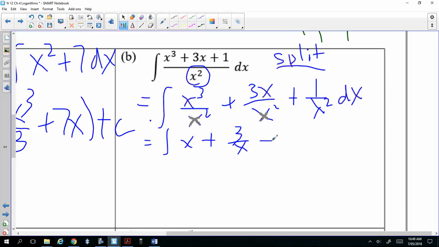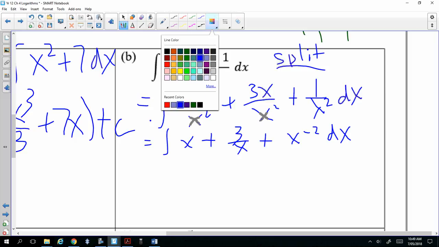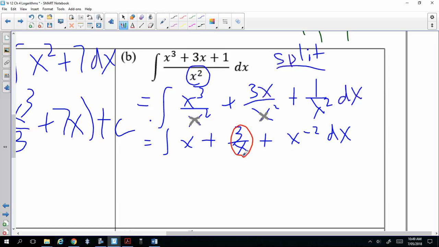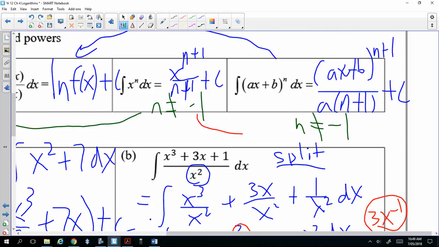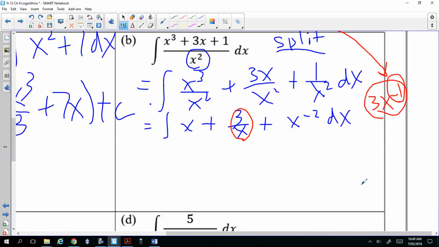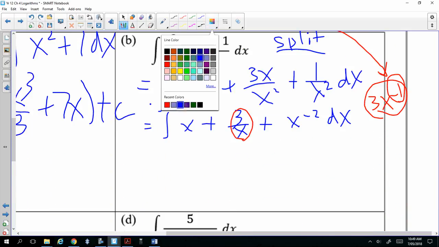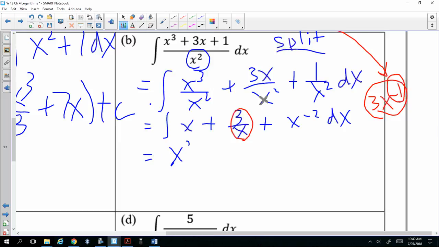Now note that I shouldn't write this as 3 to the power x, to the power negative 1, because I can't use this rule, can I? I can't use this rule when the power is negative 1. So that's the case where you have to use ln. So the first one is x squared over 2, but the second one is 3 ln x, right?